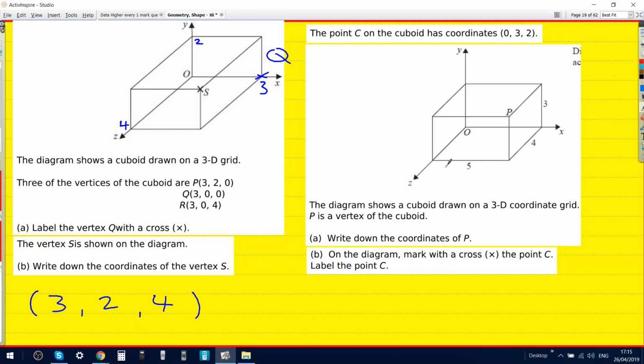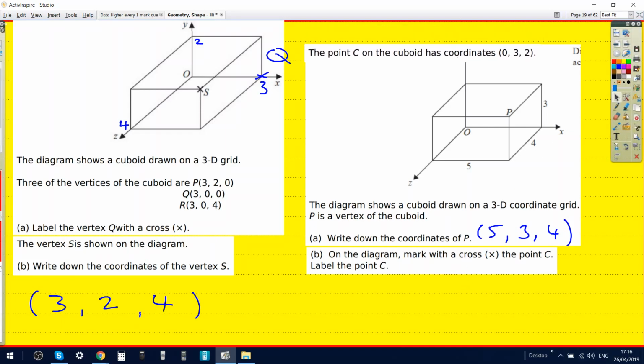Coordinates of P, R: 5, 3, 4. Yeah, I believe so. And next one. Oh, sorry, I have it up here.